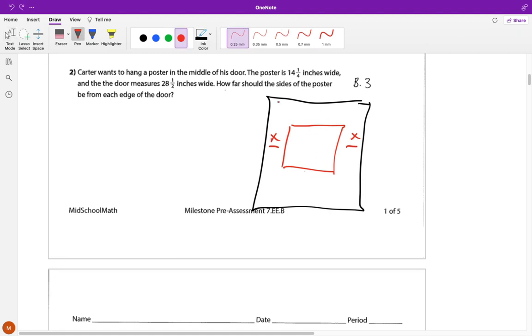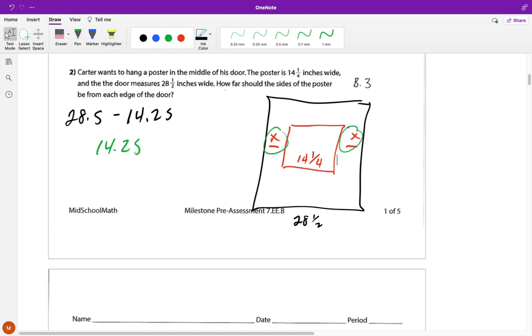So the entire door is 28.5 inches. And we know the poster itself is 14.25 inches. So what we need to do is we first need to do 28.5. I'm just going to make all these into decimals. 28.5 minus 14.25. And the reason why we're doing that is we're taking how wide the door is, and we're subtracting by how wide the poster is to get that this is equal to 14.25. And that's telling us that these two distances, which have to be the same, have to be 14.25.